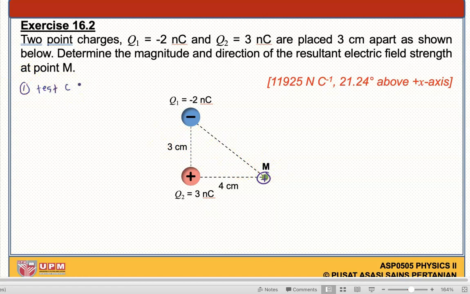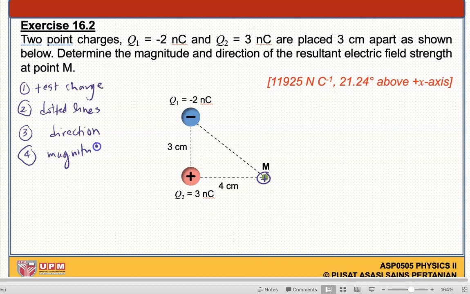The first one is dotted lines, right? Oh, sorry, test charge. Test charge, dotted lines, force, 2 dotted lines. We already have that, thank God. Okay, and number 3 is direction. 4 is magnitude. Number 5 is resultant.